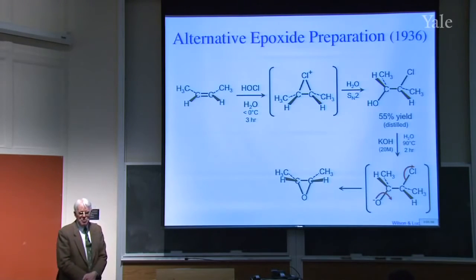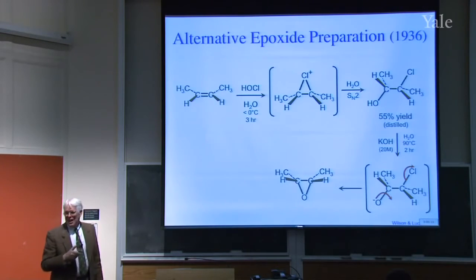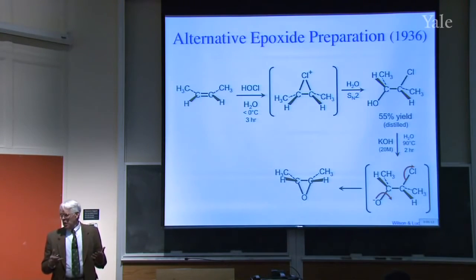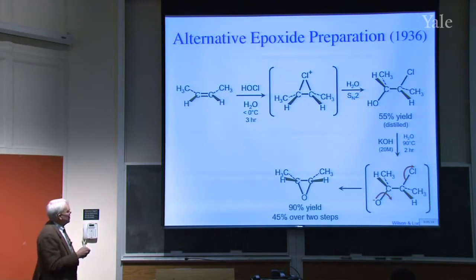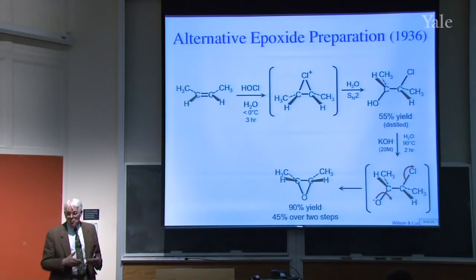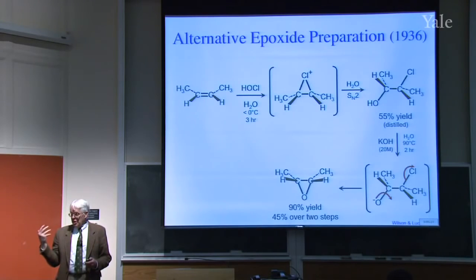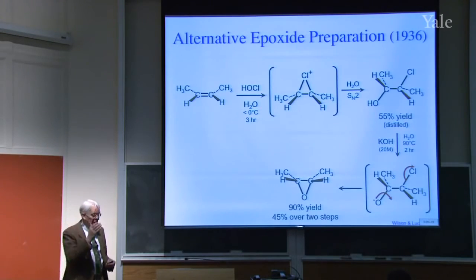Notice the stereochemistry of this is interesting. The two carbons are on the same side of the ring, the same way they were on the same side of the pi bond here, right? But the stereochemistry happened in sort of an interesting way, right? This is a 90% yield that they got of this in the second step. But since they'd had to do 2 reactions from the starting material, the overall yield was only 45% from the original starting material, right?